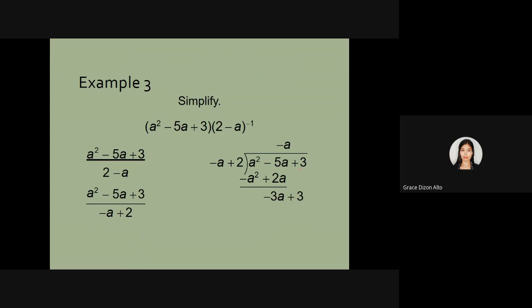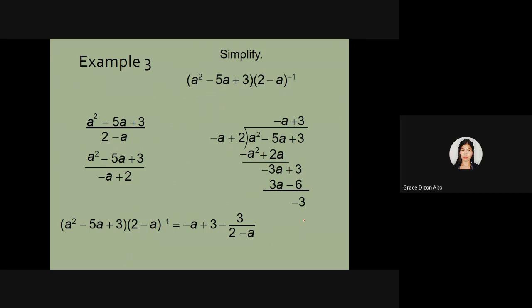Then we will be bringing down our last term, which is positive 3. Dividing negative 3a and negative a, we get positive 3. Same process, we will multiply backwards. So 3 times negative a is negative 3a. Change it, it will become positive 3a. And positive 3 times positive 2 is positive 6. Changing the sign, it will become negative 6. Combining the terms, we get negative 3 from positive 3 and negative 6.